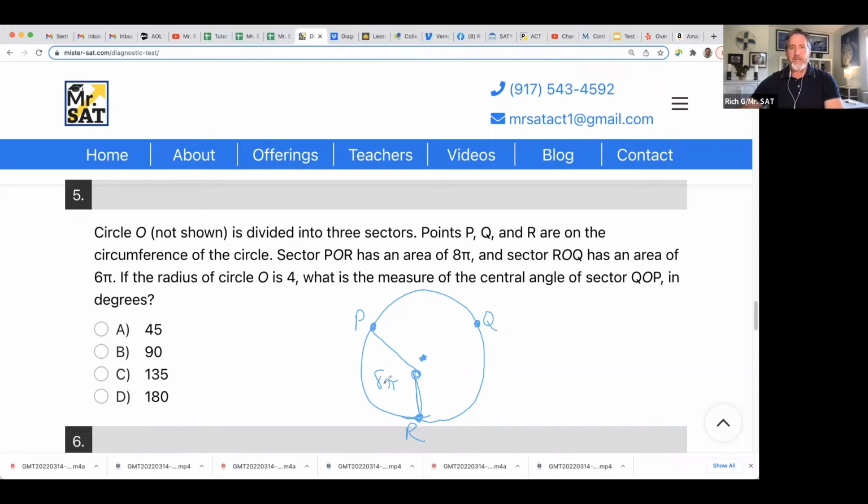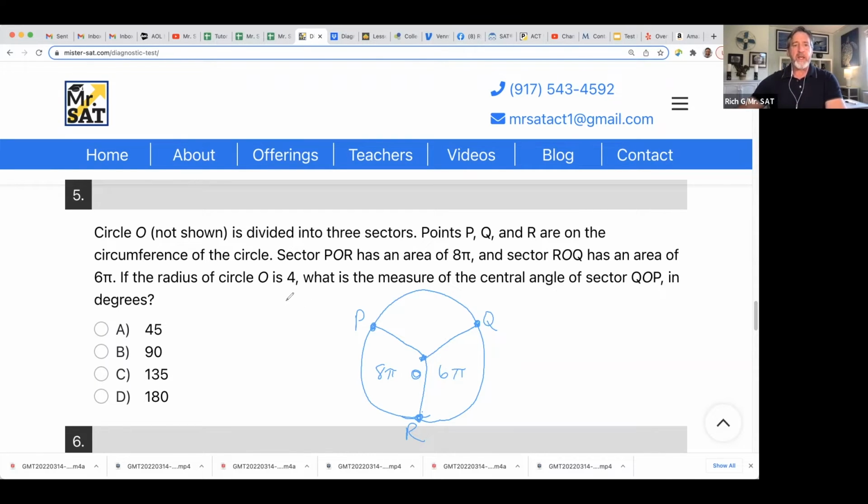All right. Sector ROQ. Yeah, I didn't even draw. Hang on. Let me correct that. I went the wrong way. I connected to my letter, not the center. Okay. POR is 8 pi. ROQ, that big pizza pie has an area of 6 pi. It does not matter that I haven't drawn them to scale. That's not going to matter. Okay, let's just stick with this.